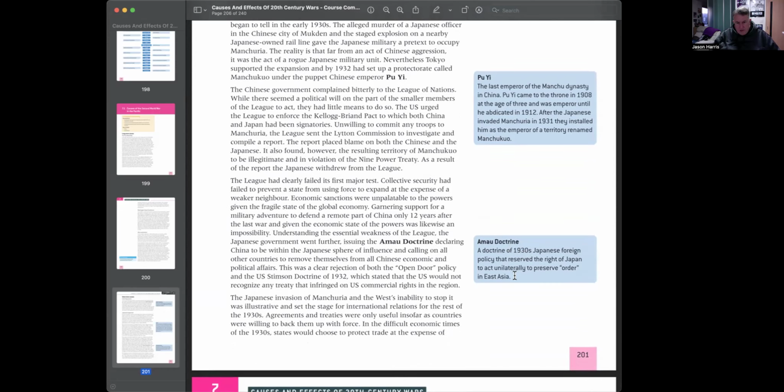Okay, so basically, they could do what they needed to do to preserve order, it says there in the blue box, in East Asia, meaning calmness and everything's running smoothly as long as we're the ones in charge, Japan. And that all you European powers should leave. The British should leave Hong Kong. The Germans were already gone. They wanted the French out of what was then called French Indochina, which we now call Vietnam.